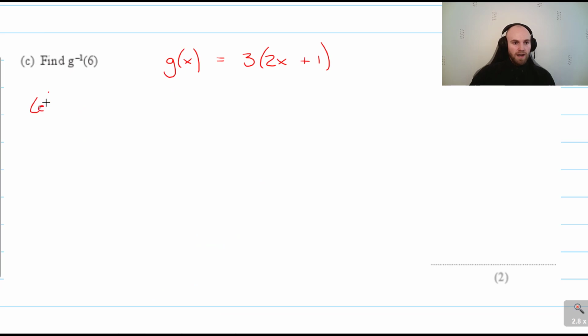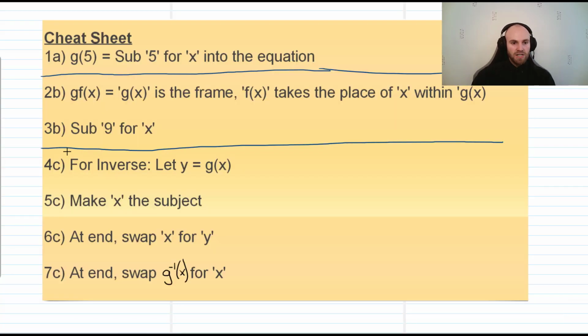So we're going to let y equal g of x. So it's going to be y equals 3 times 2x plus 1. And if I just go back to the cheat sheet, we've done this part. Now we're going to make x the subject.